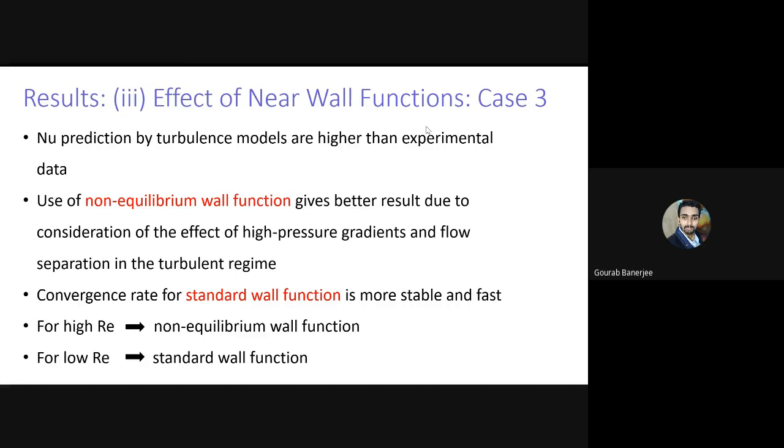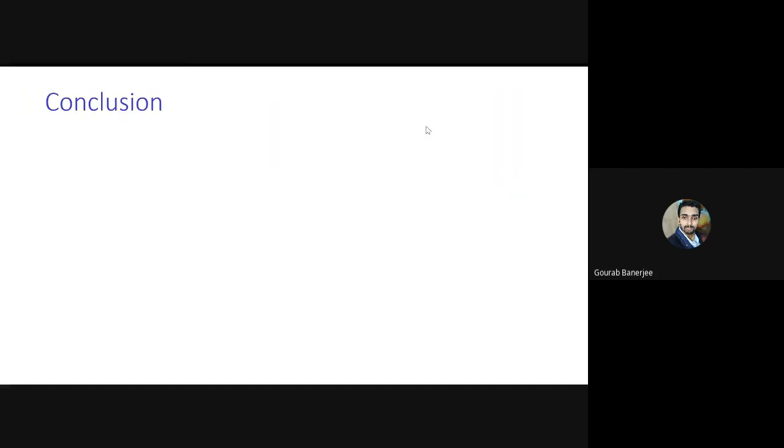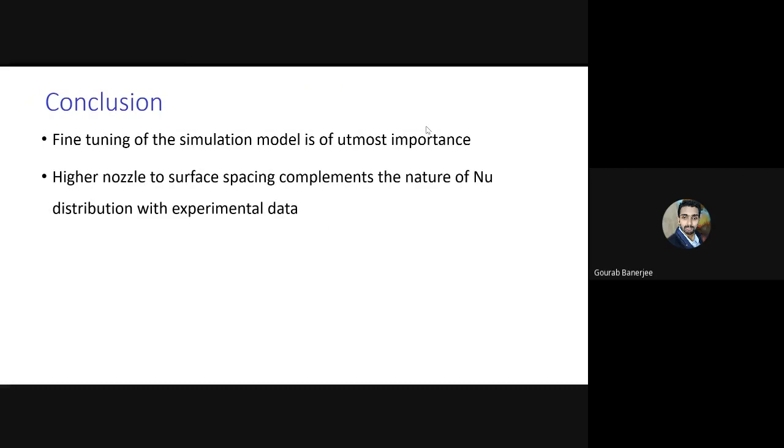But for the low Reynolds number cases, as seen in case 1 and case 2, the standard wall function is giving me better results. If we just conclude, it is obviously relevant from the validated data that the results vary significantly with the different modeling parameters. So we have to fine-tune the parameters that we will be using to simulate. And in order to simulate a practical case of ROT cooling, we have to vary several other parameters also.